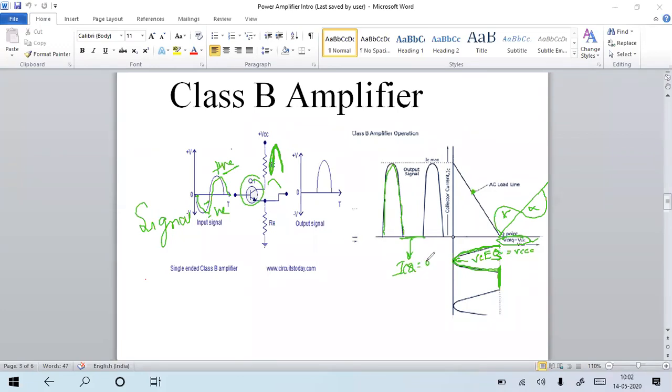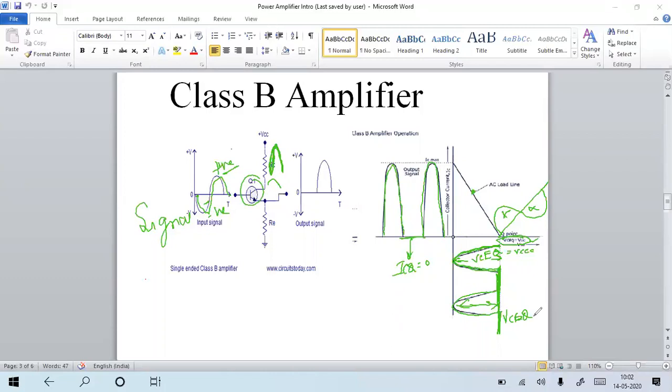Again, in the positive cycle, the output is an amplified version of the input, with the same nature. The voltage is like this. What is the maximum peak value of this? VCEQ. When the device is off, your output voltage is a DC voltage, that means VCEQ.